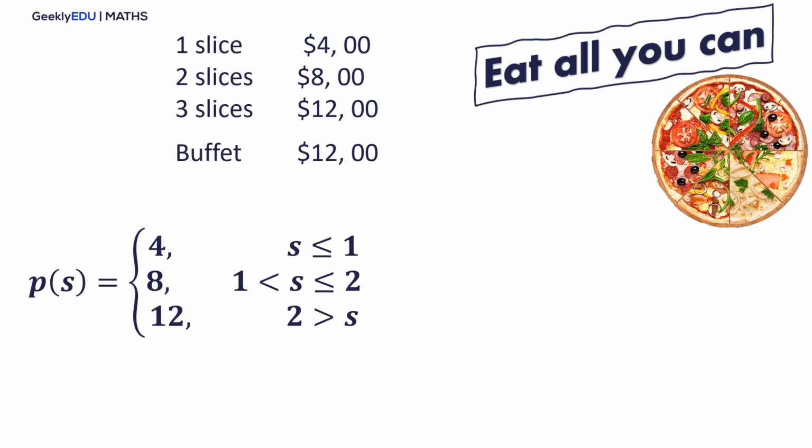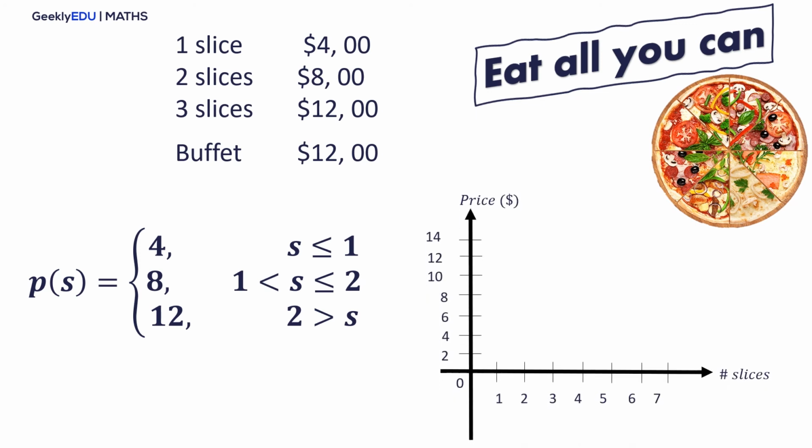We can also represent these prices with a graph. And instead of graphing x versus y, we are going to graph slices versus price. So, when s is less or equal than 1, we are going to pay 4. When we eat between 1 and 2 slices, we are going to pay 8, but if we eat more than 2 slices, we are going to pay 12.